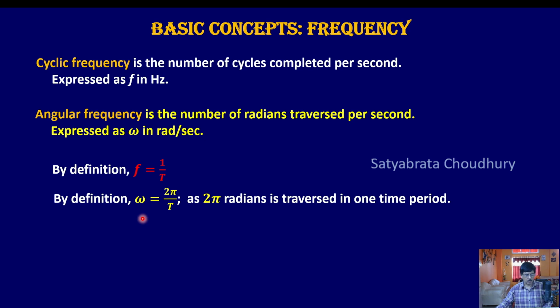Similarly, omega equals 2 pi by t, because 2 pi radians will be traversed in one complete cycle, which corresponds to a time period t. So omega equals 2 pi by t. You can now make a relationship between F and omega. So omega will be equal to 2 pi F.